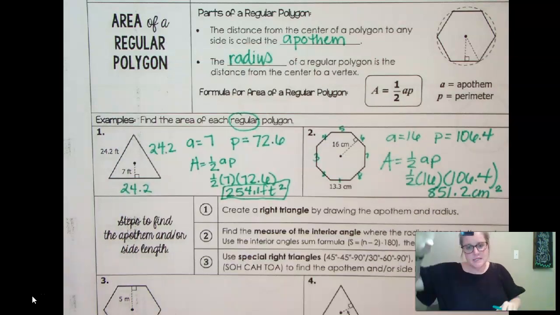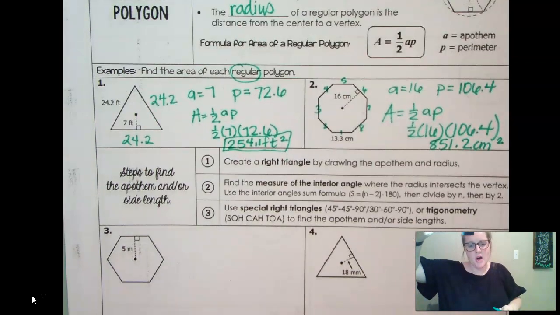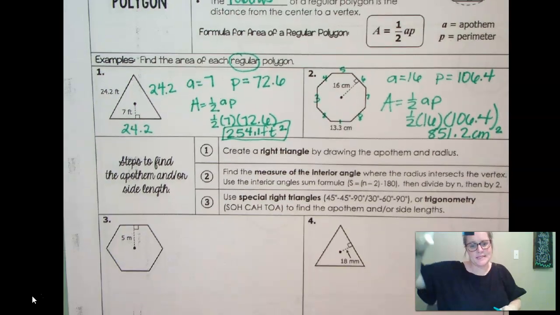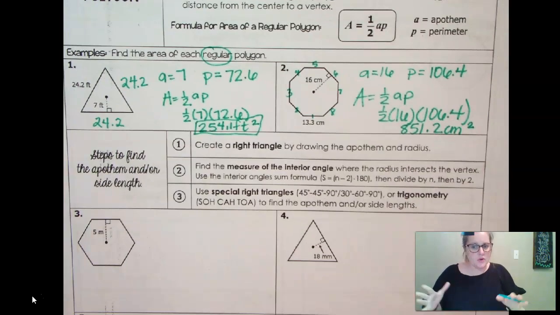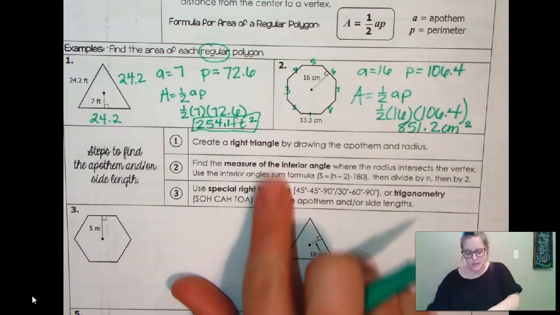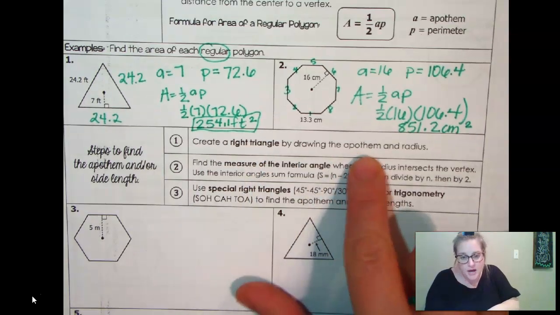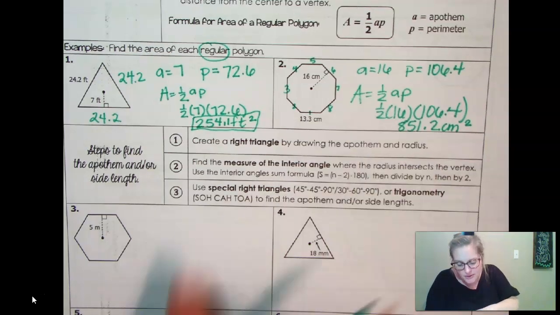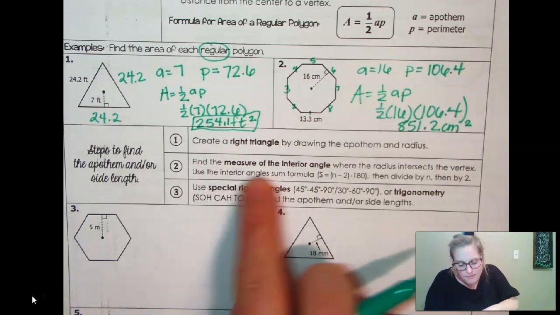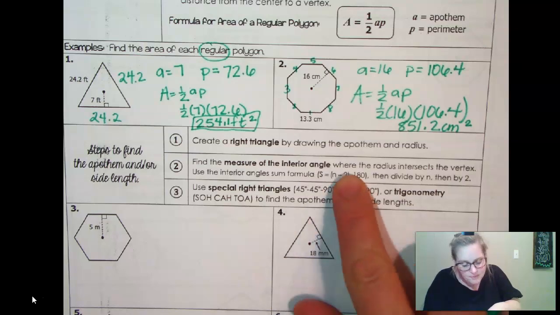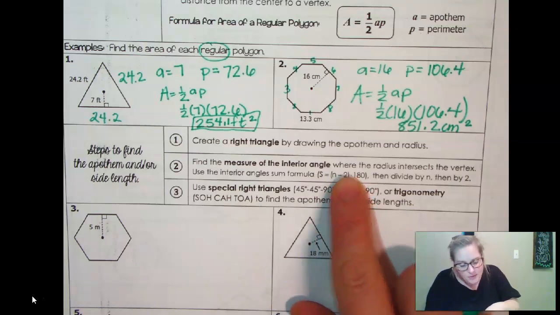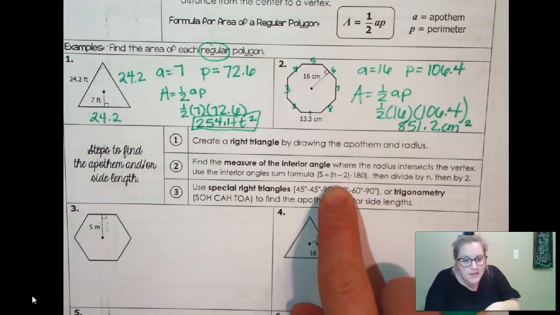Now, sometimes you don't have all of your pieces, okay? So they don't give you the apothem or they don't give you the perimeter or whatever it is, so you have to figure out those things. Here's your steps to doing that. It says create a right triangle by drawing the apothem and the radius, so you'll need both of those pieces. Then it says find the measure of the interior angle. To do that, you're going to be using that formula that we learned previous to us leaving.